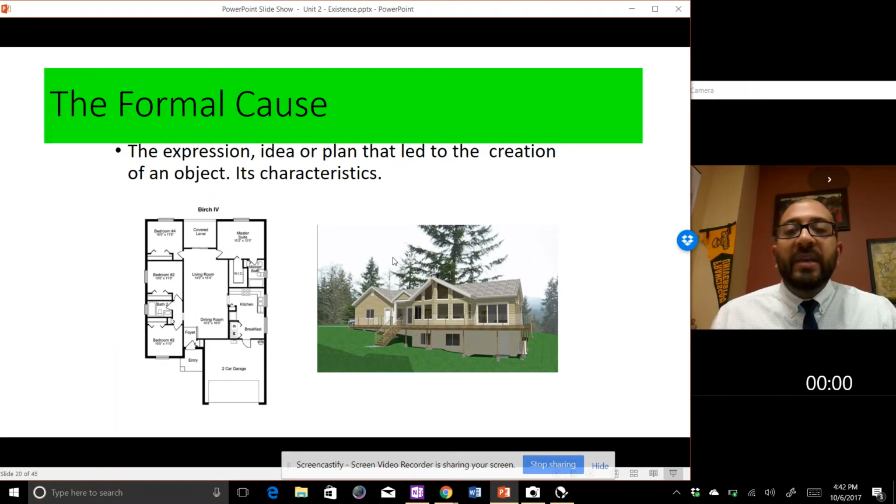The formal cause is like the design or the recipe. So what's the formal cause of a house? It's the architectural design of the house, which caused the house. It's what puts the ingredients together. It's the design that tells the builders how to use their tools.